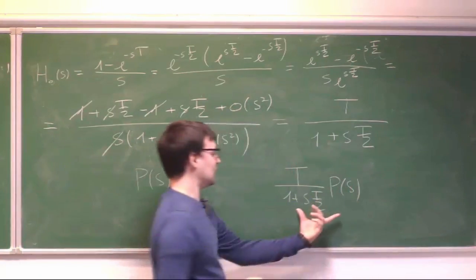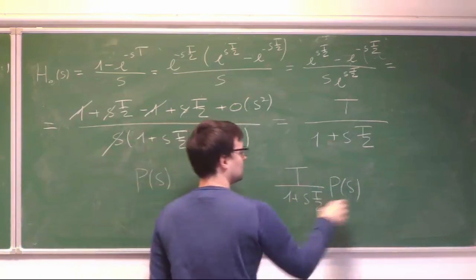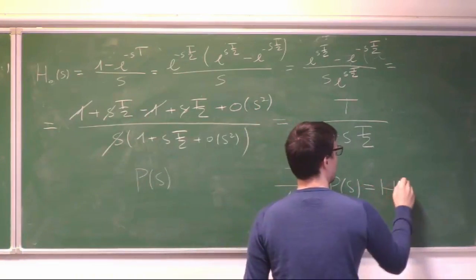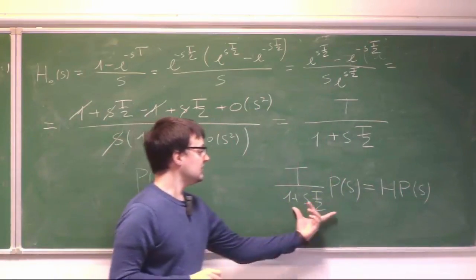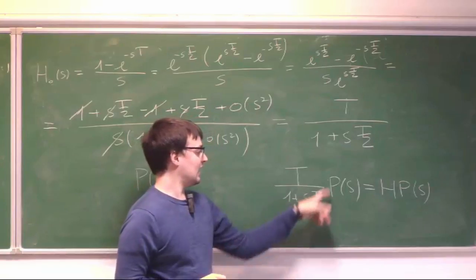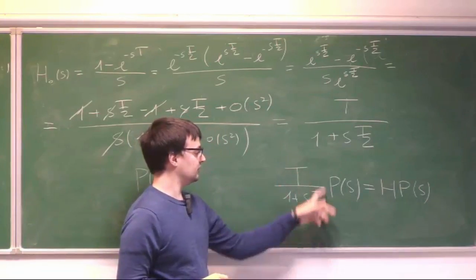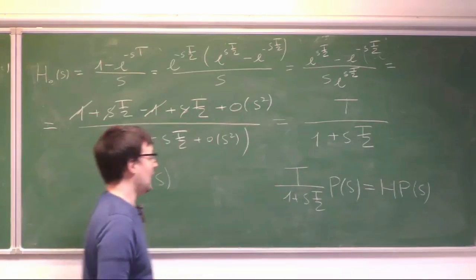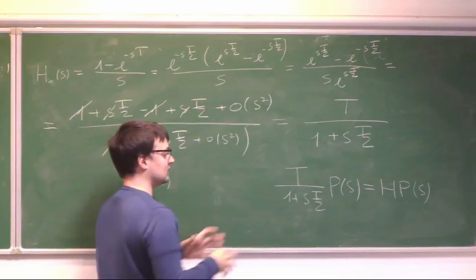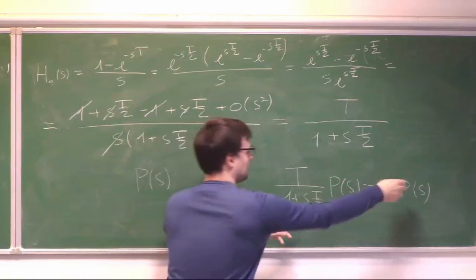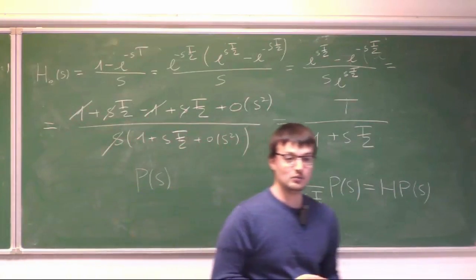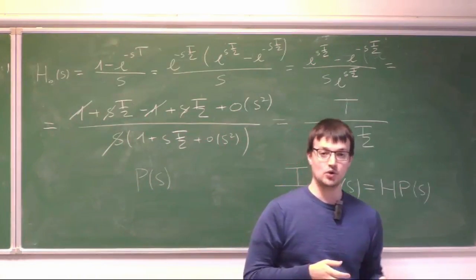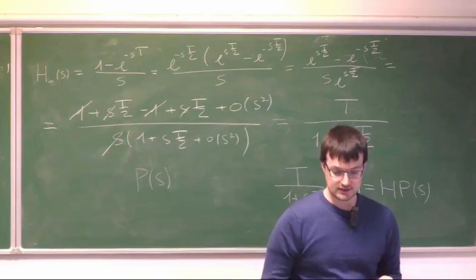So you design the controller in continuous time for this function that we usually call HP of S, okay? So this function has an approximation of the zero order hold in itself. And so in this way, if we control this plant, this HP of S, instead of this, we will be more lucky, we will have a higher chance that our controller will work also in discrete time.